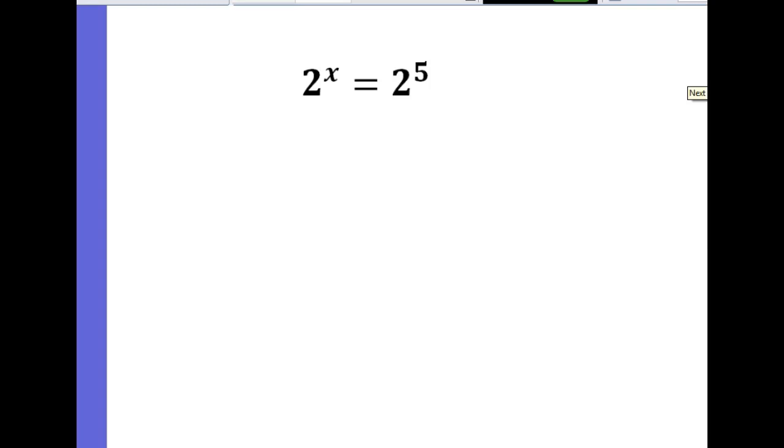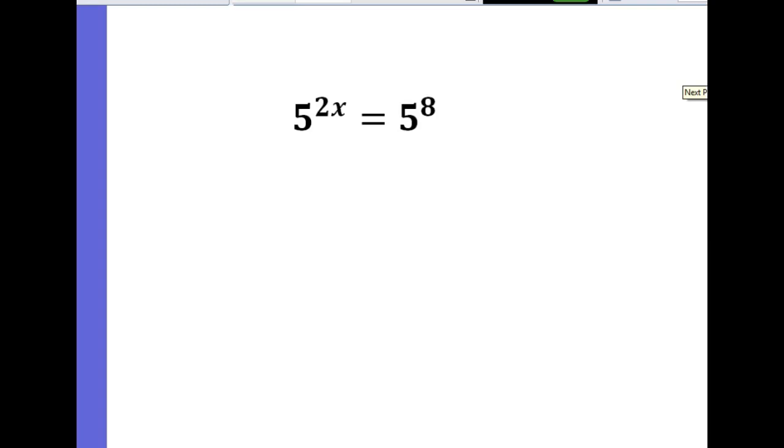X has to be equal to 5, because if the 2's are equal, then the x has to be equal to 5. If it's going to be equal, that's just common sense, right? Doesn't take a genius to figure that one out. What does x have to be equal to in this one? X has to be equal to 8.